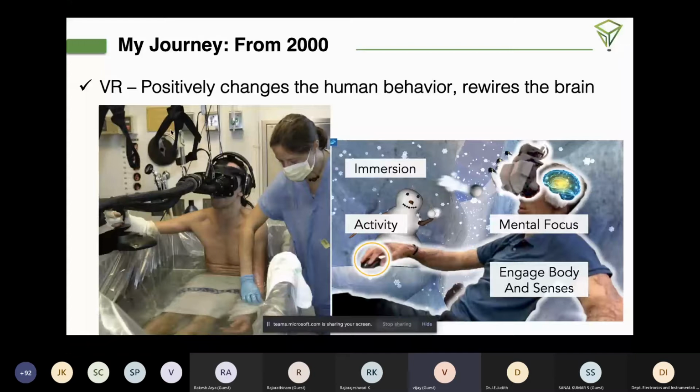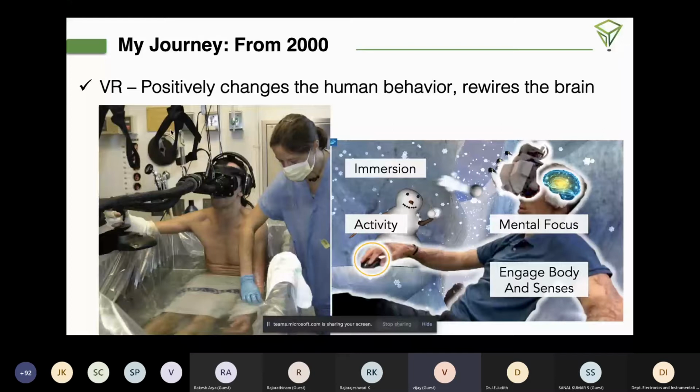Because when you give opiates, all it does is rewire your brain to forget pain. The same thing was done by this VR simulation, right? He was engaged, he was immersed, he had a mental focus, he was engaging his body and senses, he was doing activity. And there is a concept called neuroplasticity. Due to the way it rewires the brain, VR can positively impact human behavior, and that's exactly what we did in 2000. So that's where my journey started, looking at what the positive impacts could be.